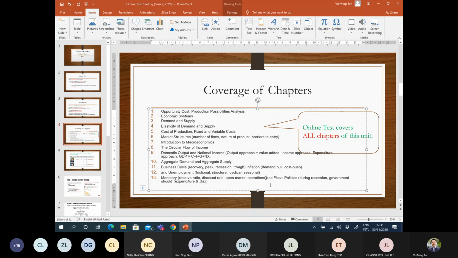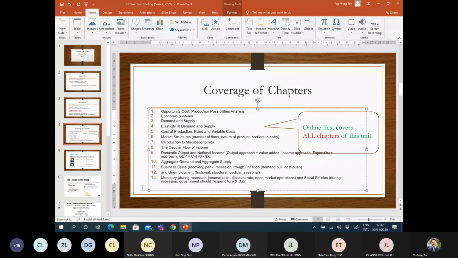So let's say the central bank would like to solve the problem of recession. Let's say the country is having a recession now. So what should the bank do for these 3 tools of monetary policy during recession? Should the central bank increase or reduce the reserve ratio in order to solve the problem of recession?